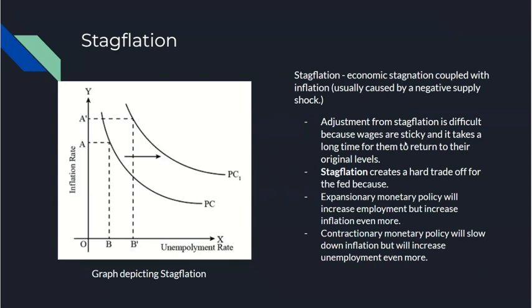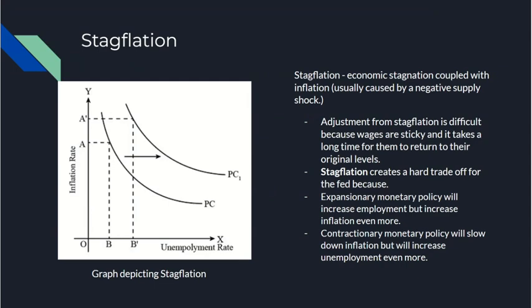Adjustment from stagflation is difficult because wages are sticky and it takes a long time for them to return to their original levels. Stagflation creates a hard trade-off for the Fed because expansionary monetary policy will increase employment but increase inflation even more, and contractionary monetary policy will slow down inflation but will further increase unemployment.